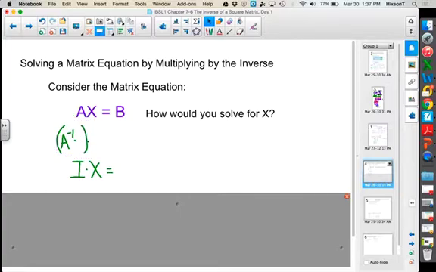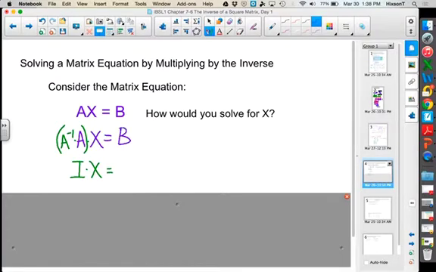I'm actually going to bring this down: A X equals B, so we can see the same original equation. So what's going to be on the right hand side? Inverse A times B. So I can just write that, right?